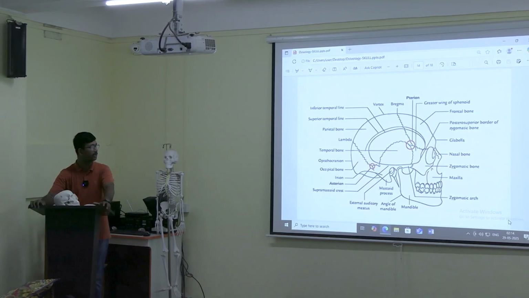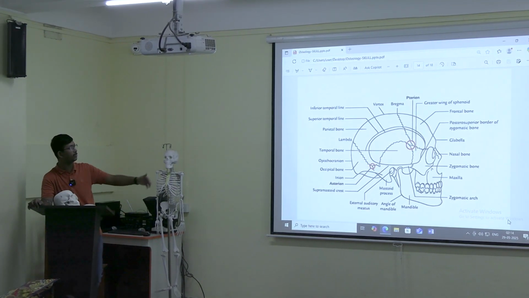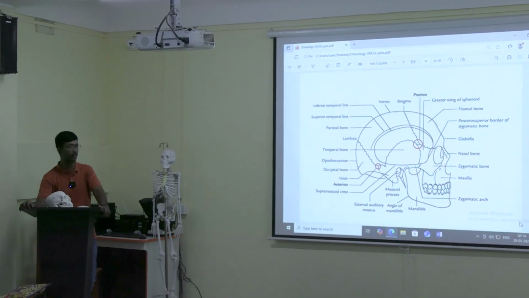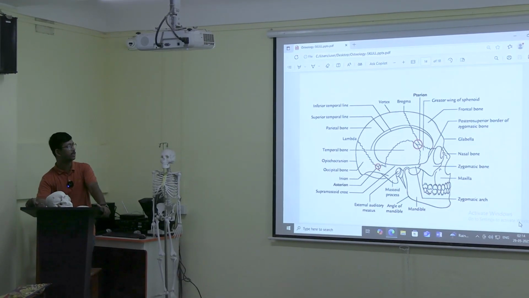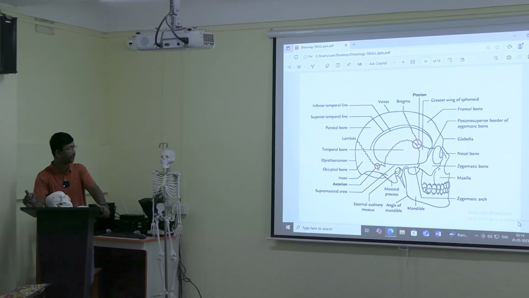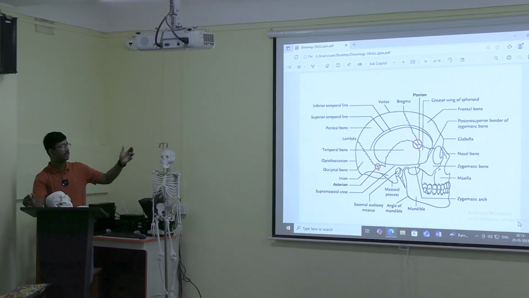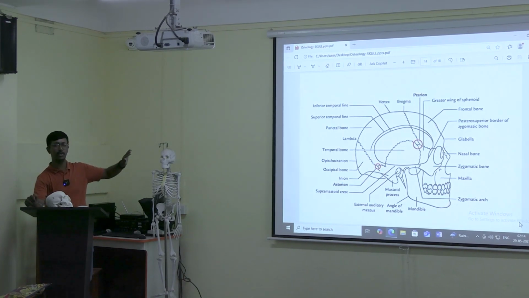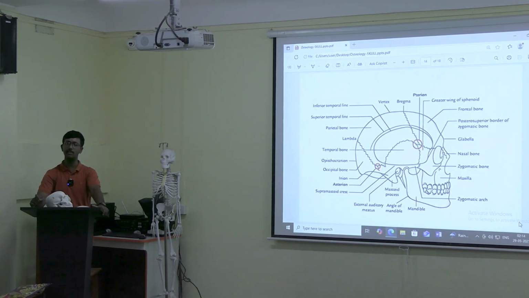Here you will see pterion. Pterion is a junction between your frontal bone, parietal bone and your temporal bone. So this is very important because in extradural hemorrhage, that is in case of any road traffic accident, this pterion gives protection to one important artery, that is your middle meningeal artery. Okay. So this middle meningeal artery gets ruptured, that is why hemorrhage occurs in the brain. That is why this pterion is very important.